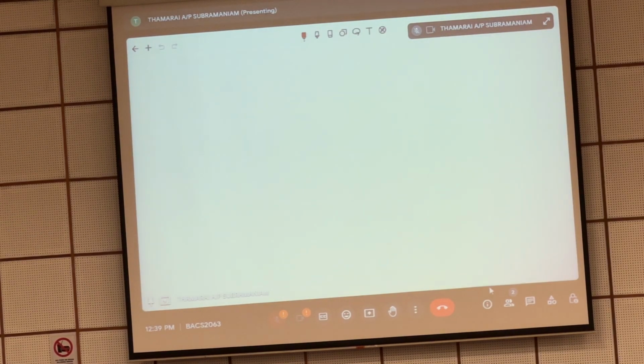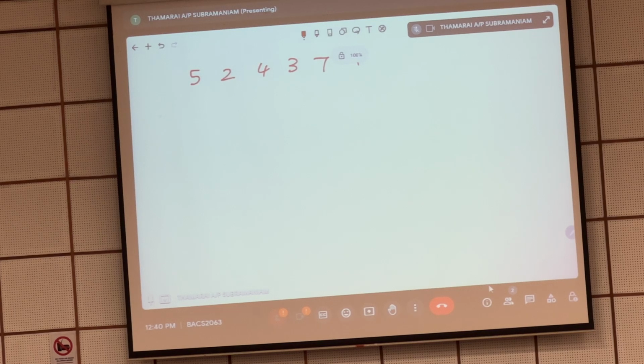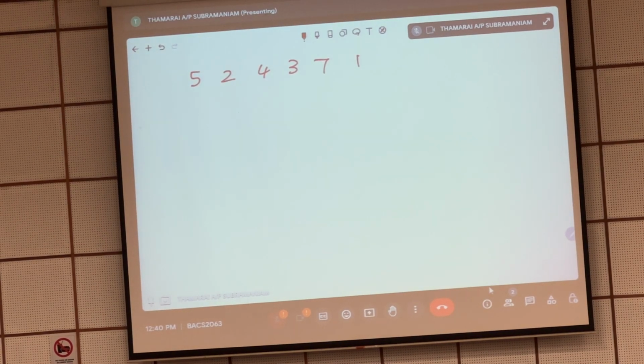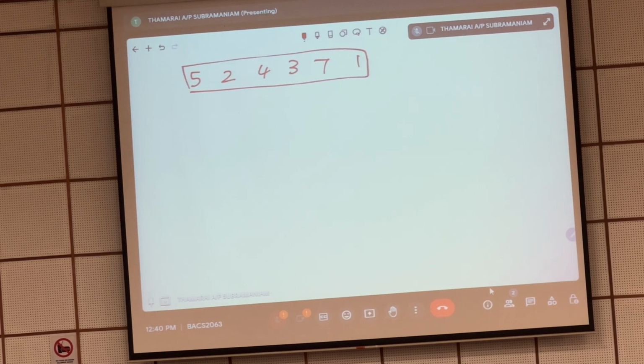So example, if you have a number, alright, so let's do a bubble sort. Okay, let's do a bubble sort. How to do a bubble sort? Alright, so my first thing I have to do is I check bubble sort.